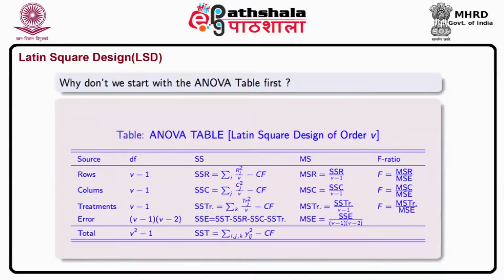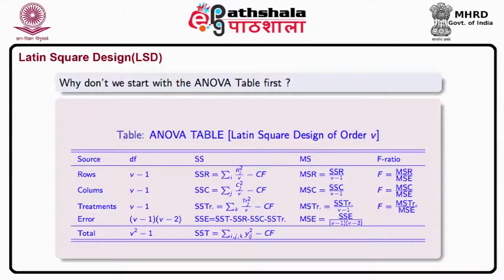And why don't we start with the ANOVA table first? Okay. You have mostly depicted the scenario for RBD. Yes, sir. I'm just showing the extended version. This is all that you know already from your undergraduate study. Yes, sir. The sources of variation are rows and columns and treatments and the error.